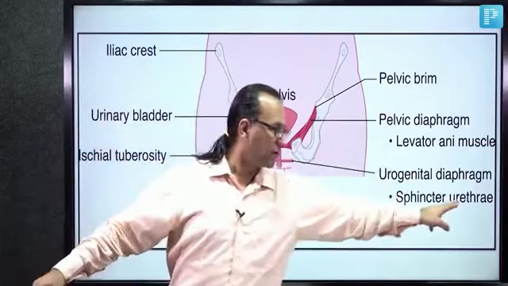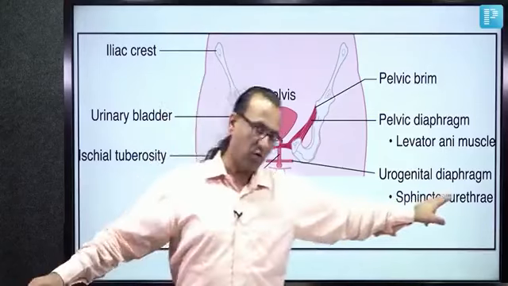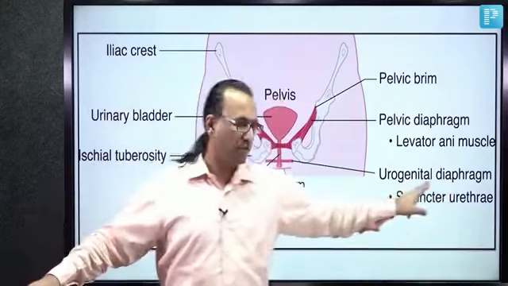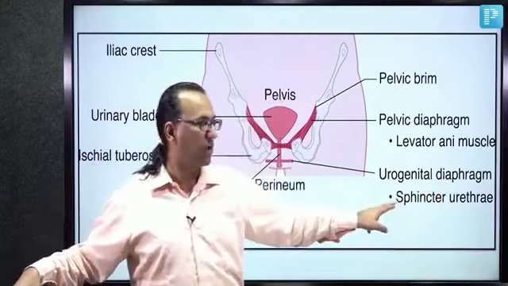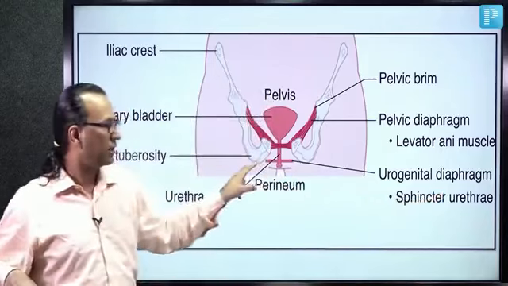One of them is the sphincter urethrae. It's a skeletal muscle that controls the flow of urine at our own will, giving urinary continence to the person. In the urogenital diaphragm, you have one more muscle, called the deep transverse perineal muscle, so called because it is present in the deep perineal pouch.